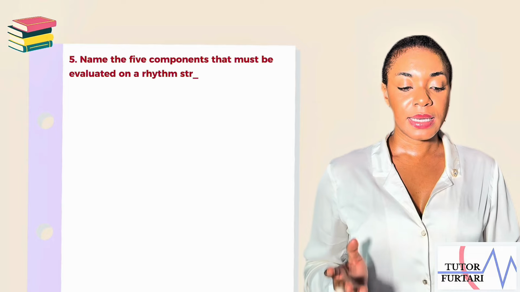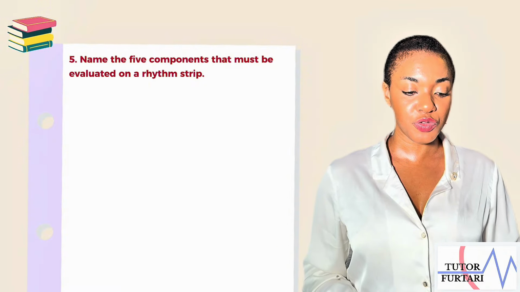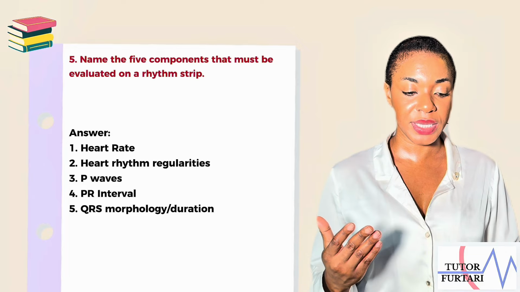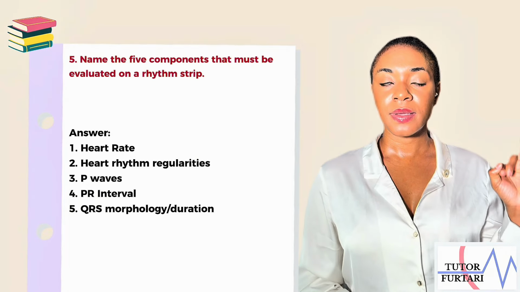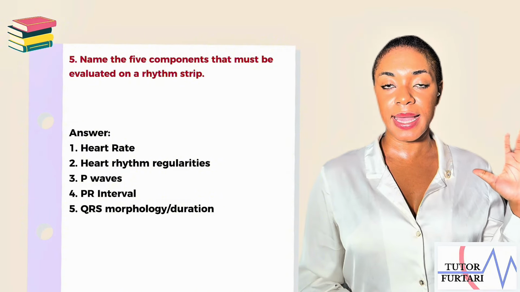5. Name the 5 components that may be evaluated on a rhythm strip. Those are the 5 same things. Let's go over it again. We have the heart rate, the rhythm, the P wave morphology, the QRS morphology, and the PRI.